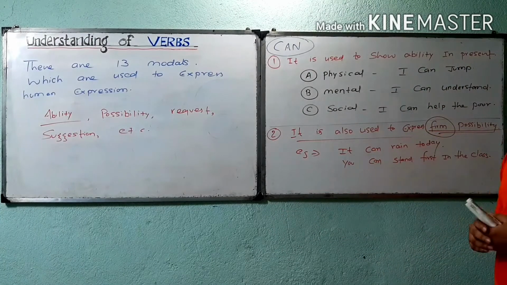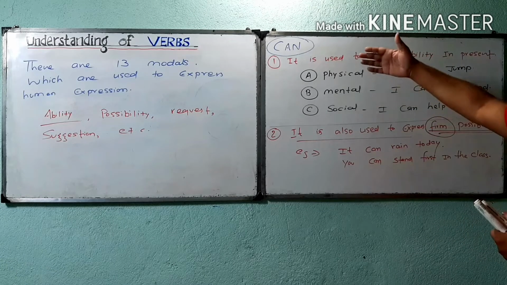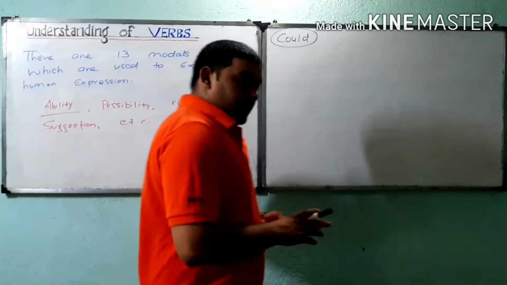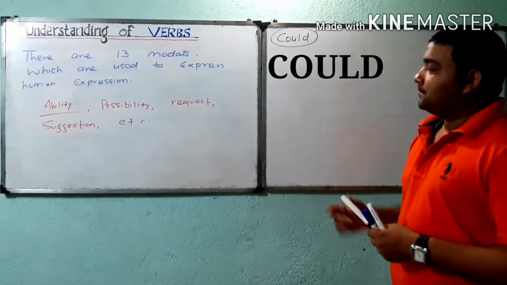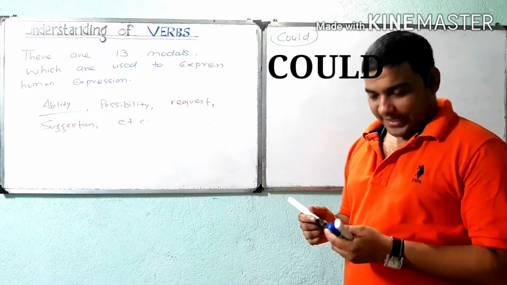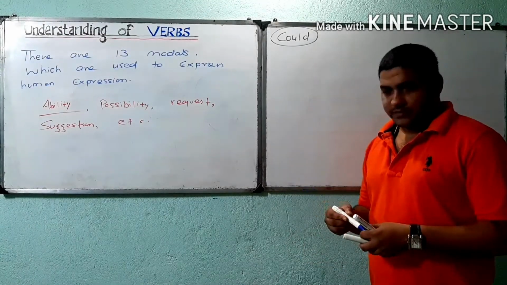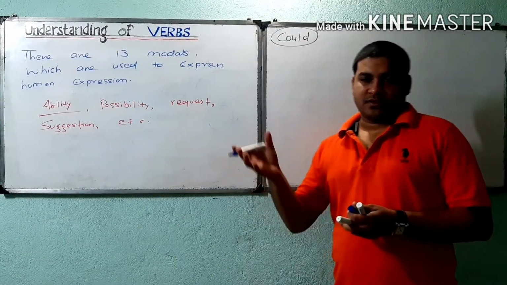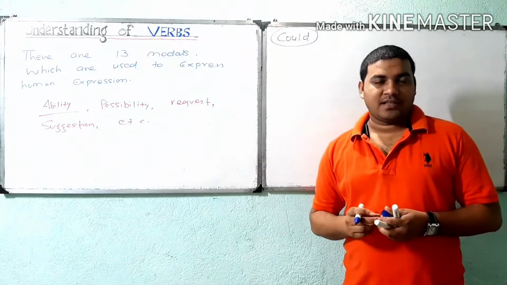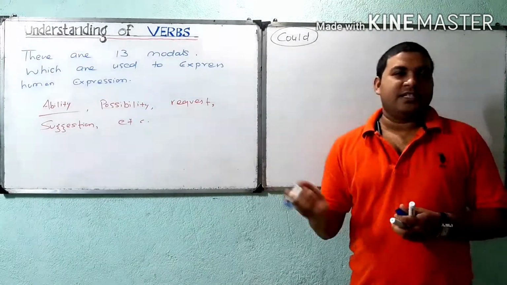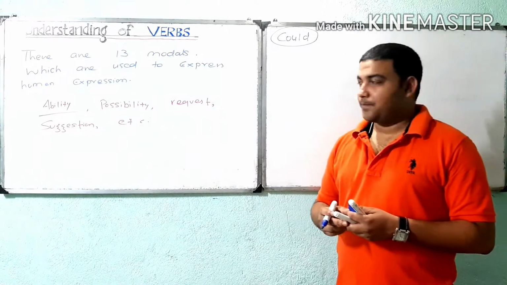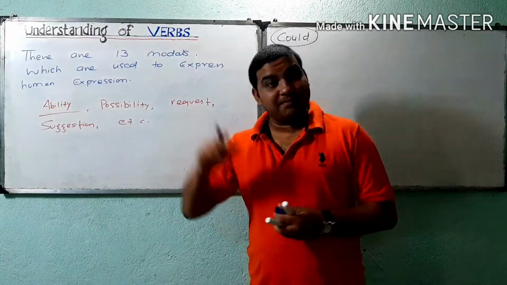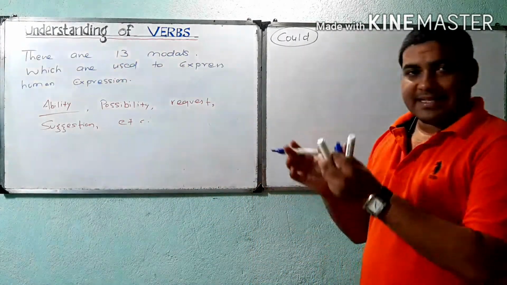So, now we will go through some examples of could. So guys, could is known as the past form of can, but in a certain condition. As we had already studied about can, that is used to show ability and possibility. Okay. So, could will show the same thing, ability and possibility, but in past. Getting? Let's go through some examples.